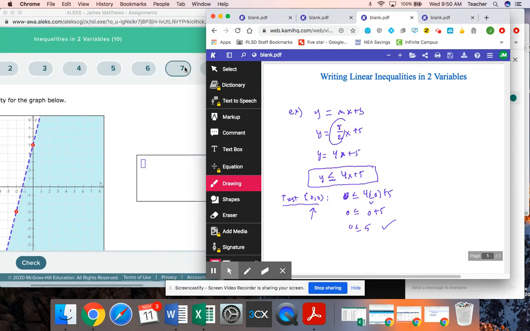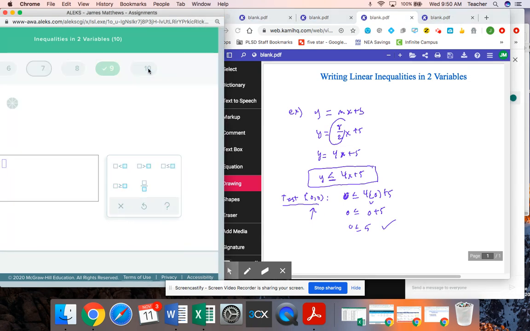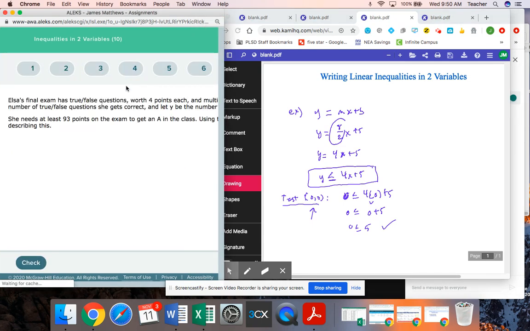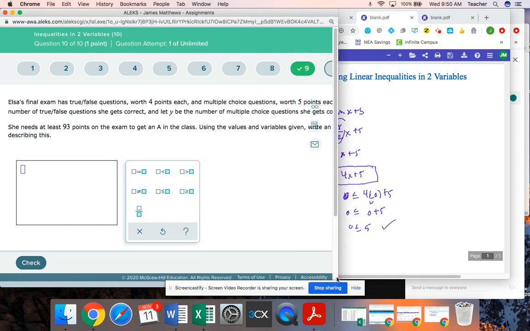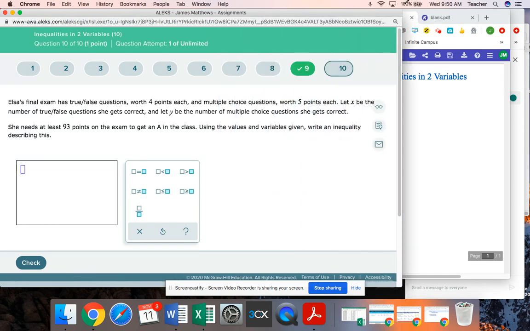All right, let me see what else we have on here. Maybe I can write it using, there's some information right there. We'll see if I have time for this. If I get cut off, I'll do it in another one.